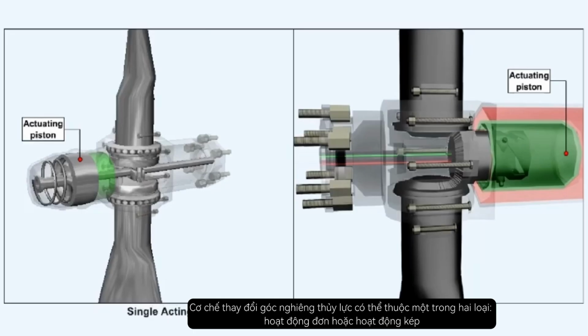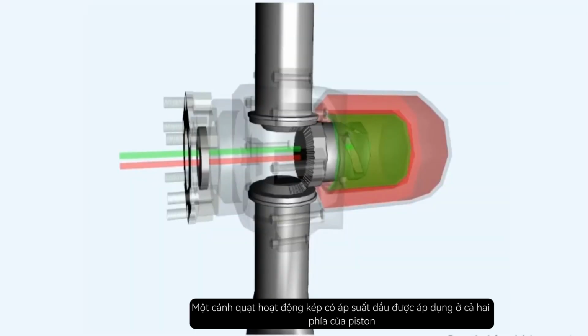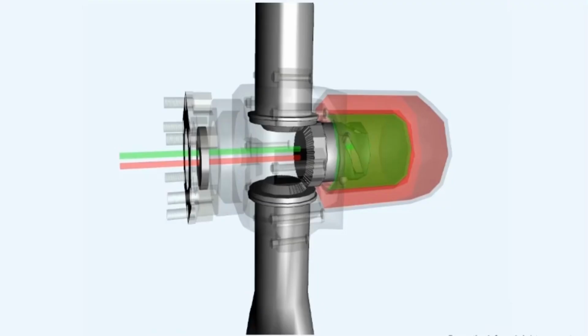Hydraulic pitch change mechanisms can be one of two types, single-acting or double-acting. A single-acting propeller has oil pressure applied to only one side of the piston. The return movement of the piston requires the force of a spring or sometimes compressed gas. A double-acting propeller has oil pressure applied to either side of the piston in order to move the propeller between the two extremes of fine and coarse pitch.